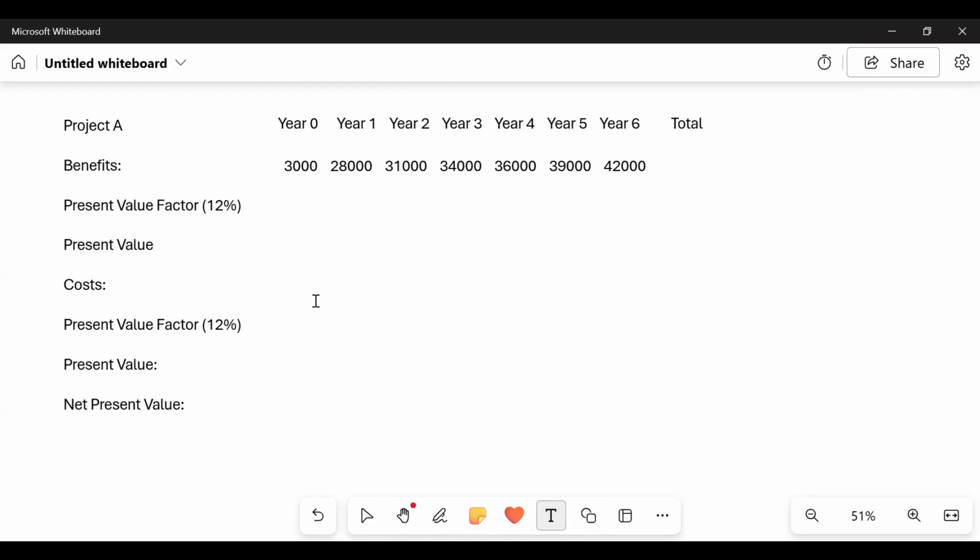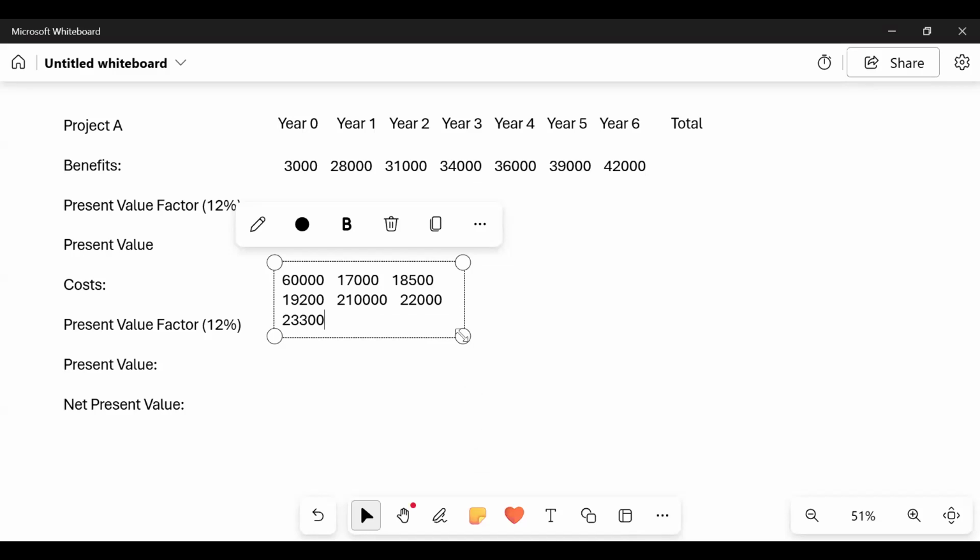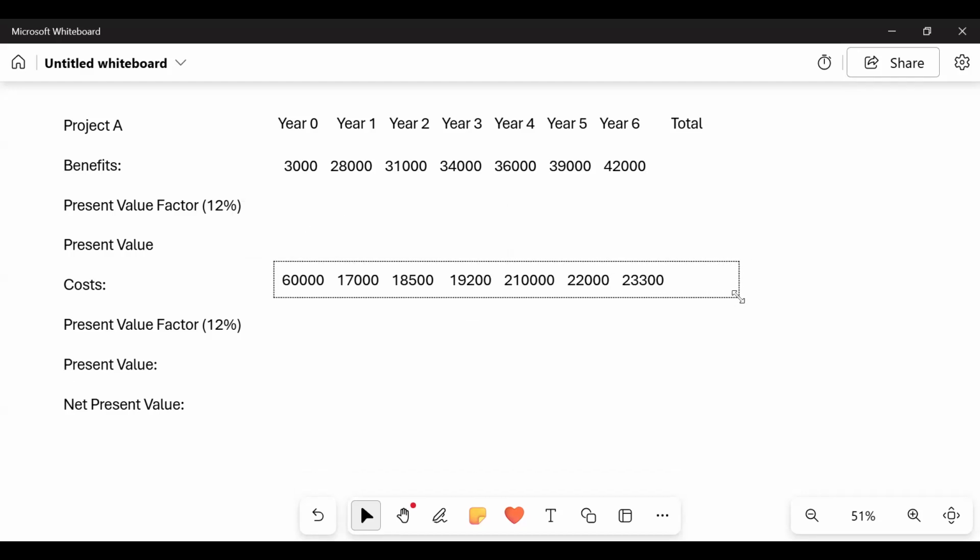Similar to that, we can have cost values as well. Cost. The first year, the cost for the project is 60,000. Then 17,000, 18,500, 19,200, 21,000, 22,000, 23,300. Okay.